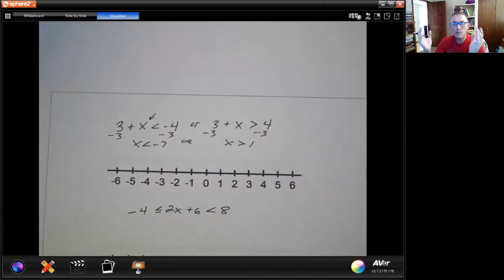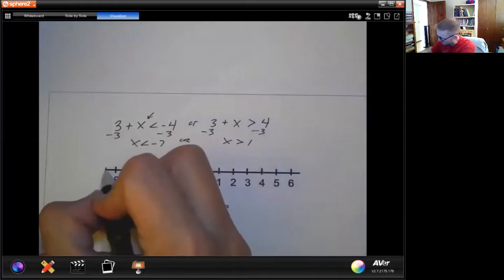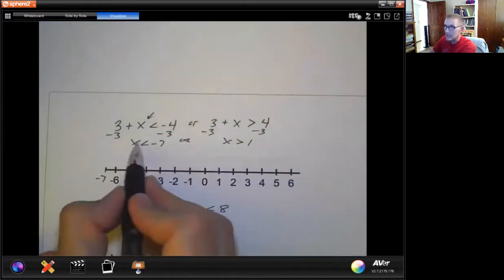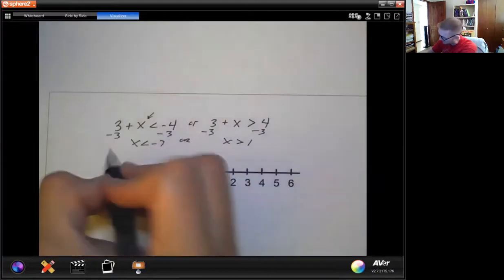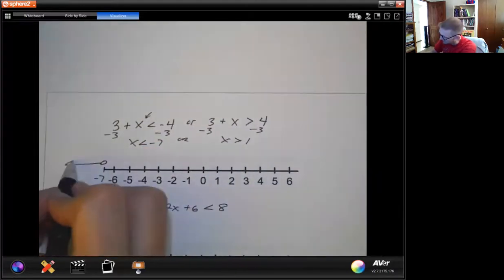And now I'm going to graph it. Now remember, this is an OR. I want you to think for a moment, what do ORs usually look like? And if you were thinking this, two separate directions, then you are correct. All right. And I need a -7 out here. So x is less than -7. So open dot at -7 and an arrow to the left.